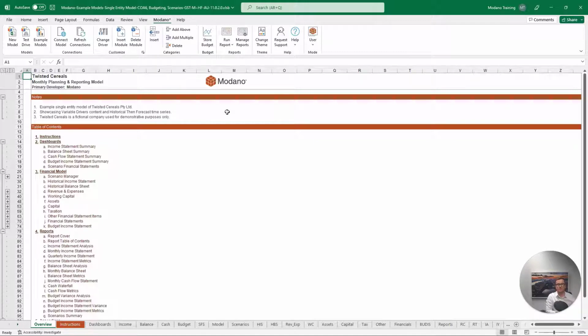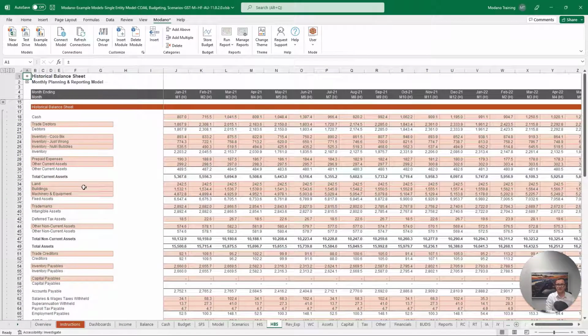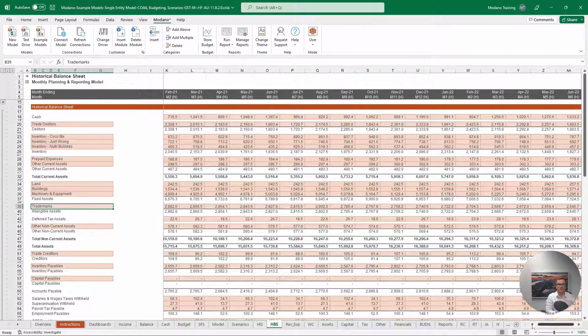Now, when we first bring your historical intangible assets balances into your financial model from your accounting package, these are brought into your historical balance sheet. Your intangible assets are located below your fixed assets within the non-current assets section, and you can see in this example we have one category of intangible assets labelled trademarks. We have the historical balance on the right-hand side of the sheet here, and if we scroll across until the end of our historical time series to our closing month of June 22, we can see that we have a closing balance of trademarks of 2645.7.